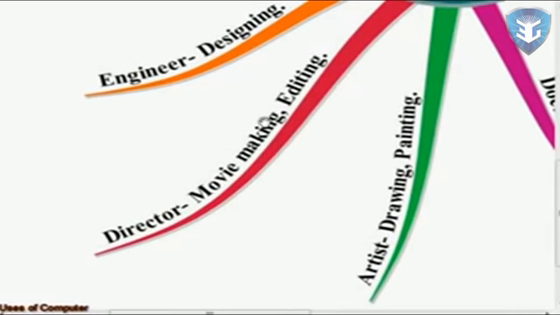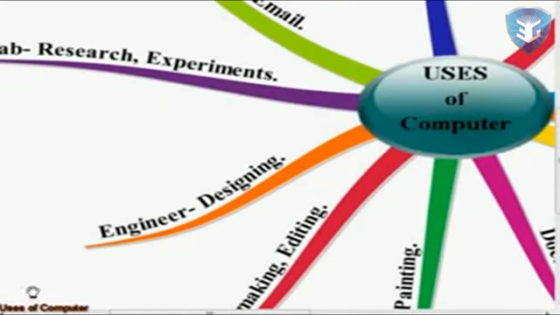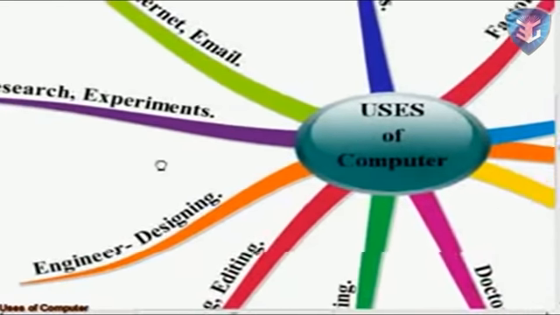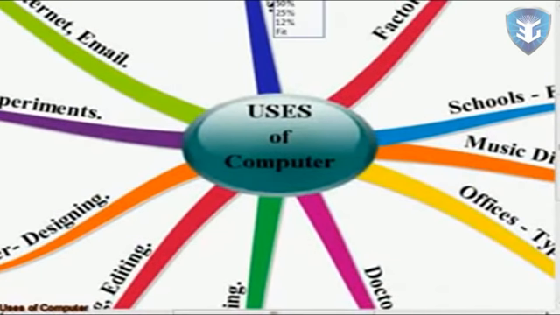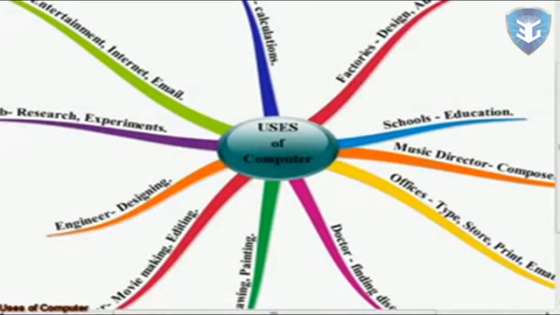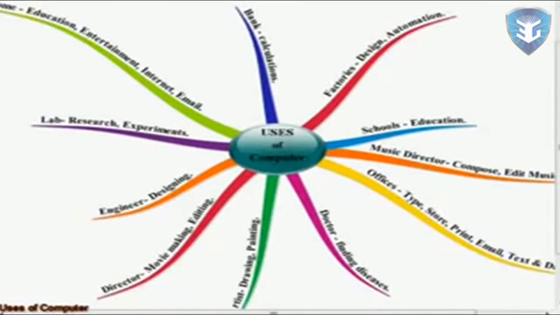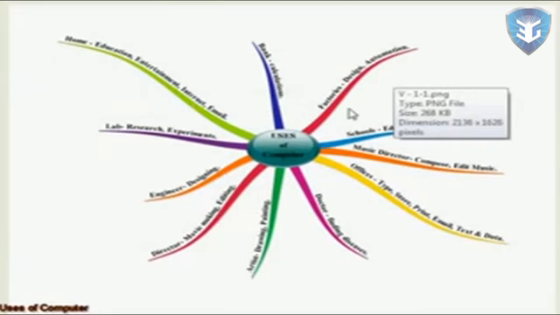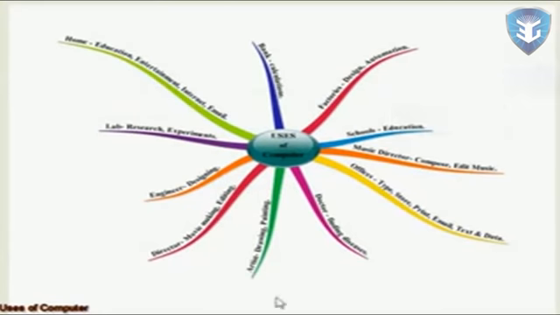Movie directors can use computers for making movies and editing them. Engineers are using computers for designing. In the laboratories, it can be used for research and experiments. These are all the general uses of computers. It can be used at home, bank, factories, schools, by the music directors, in the offices, doctors, artists, directors, engineers, and it can be used in laboratories for research purposes.